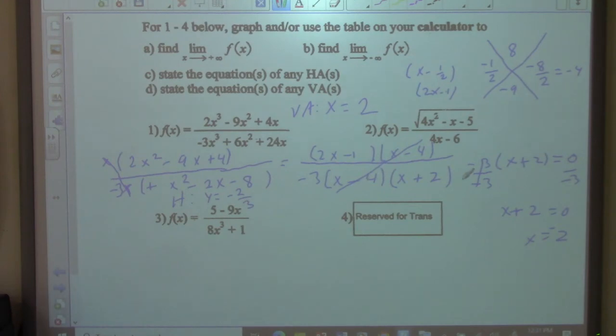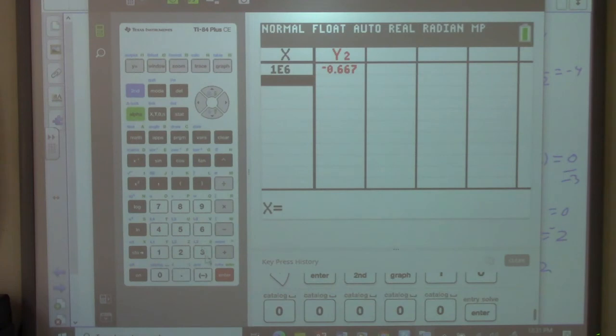And then we have a horizontal asymptote. We have a vertical asymptote at x equals 2. So vertical asymptote, x equals 2. And so, has anybody checked going the other way? If we put in negative infinity, let's put in negative 1,000,000.